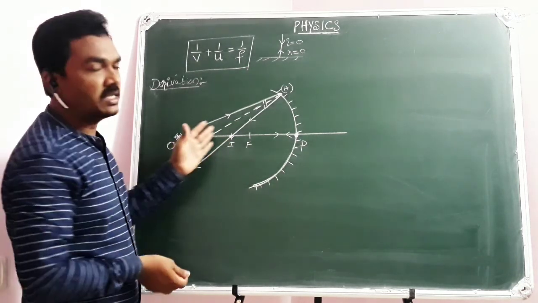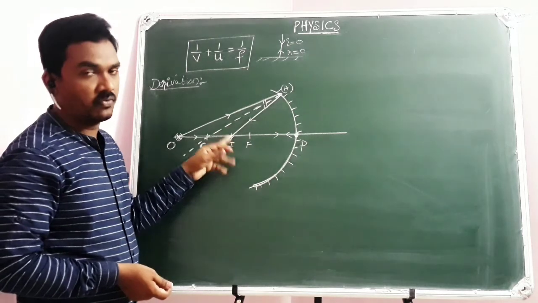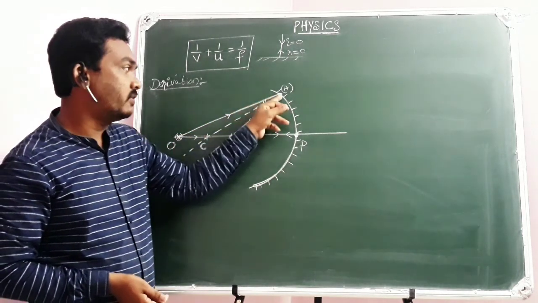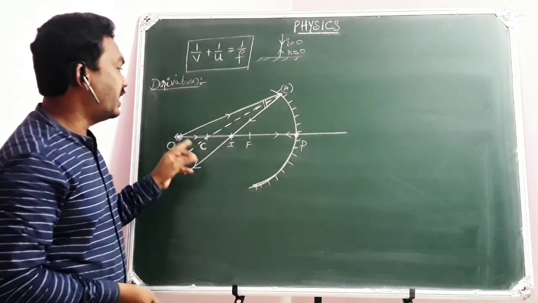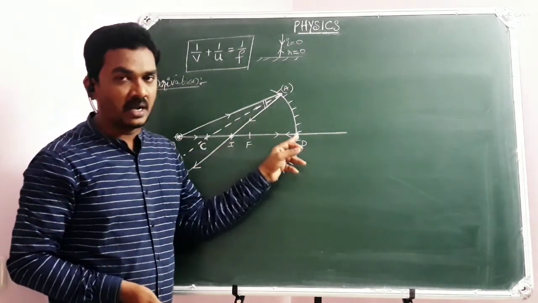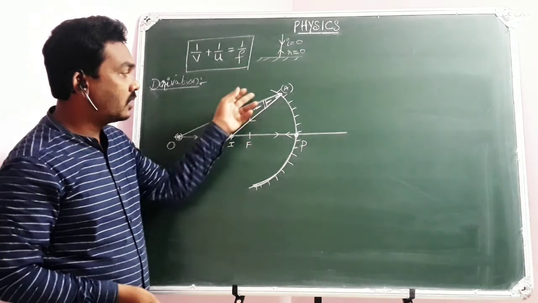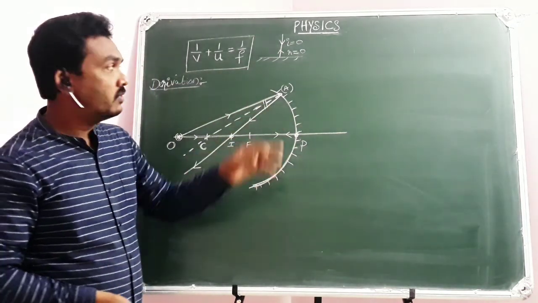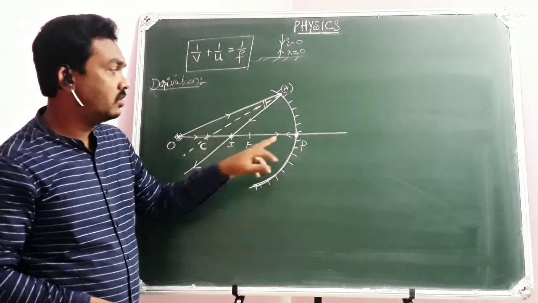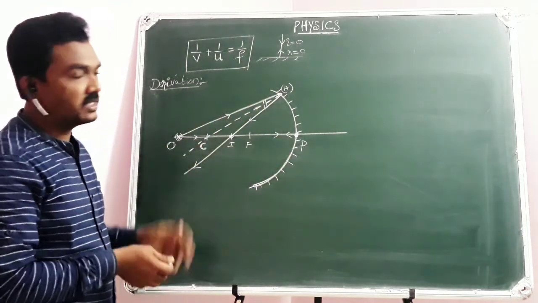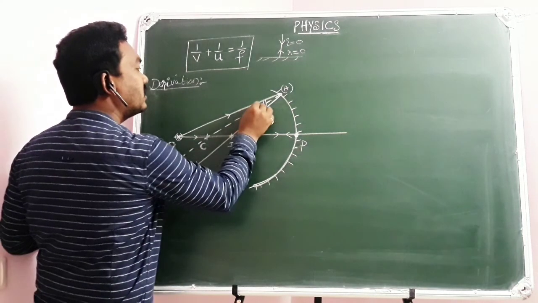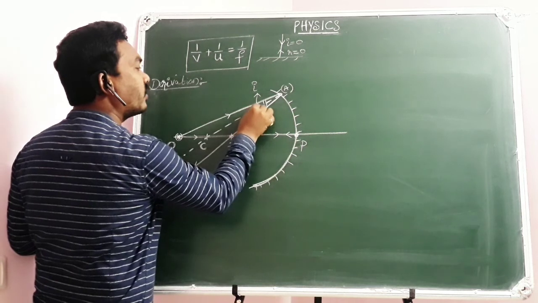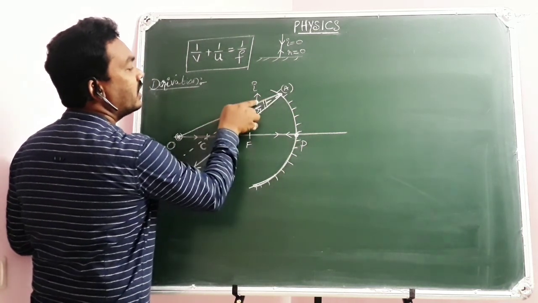So obviously OA is the incident light ray, AI is the reflected light ray, AC is the normal at the point of incidence A. Of course, any light ray that is passing through the center of curvature will be perpendicular to the curved surface, will be taken as normal incidence with i equal to 0, r equal to 0. So the reflected light ray will retrace its path. Of course, anyway, this is angle of incidence i, and this is angle of reflection r, where i equal to r.